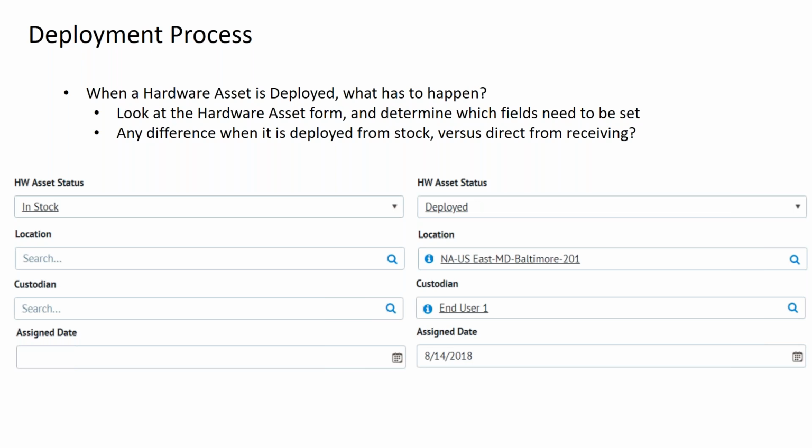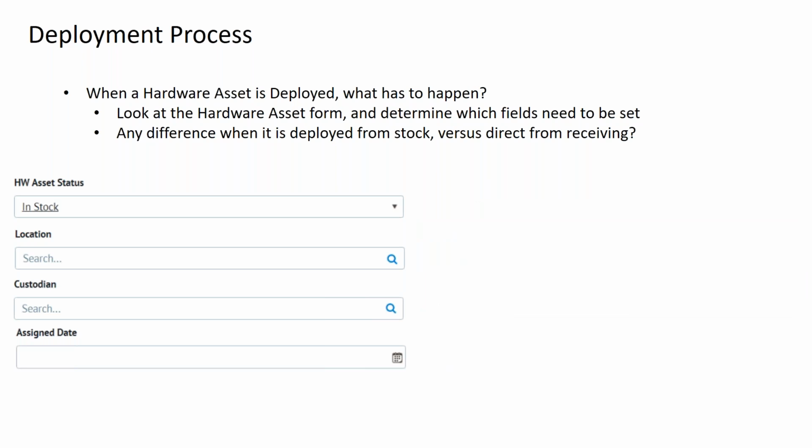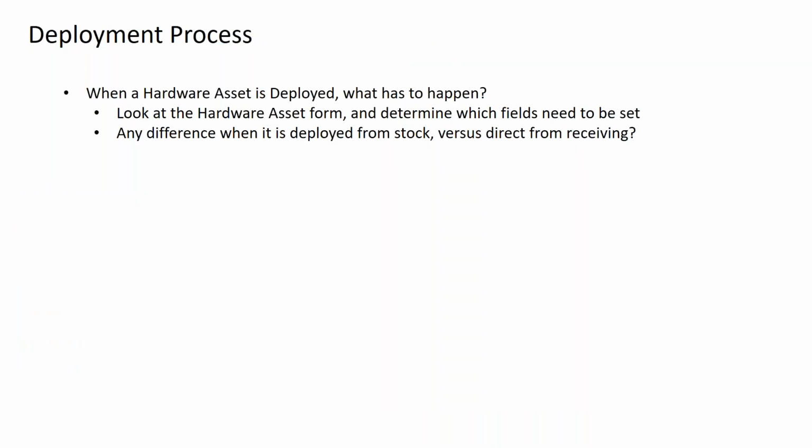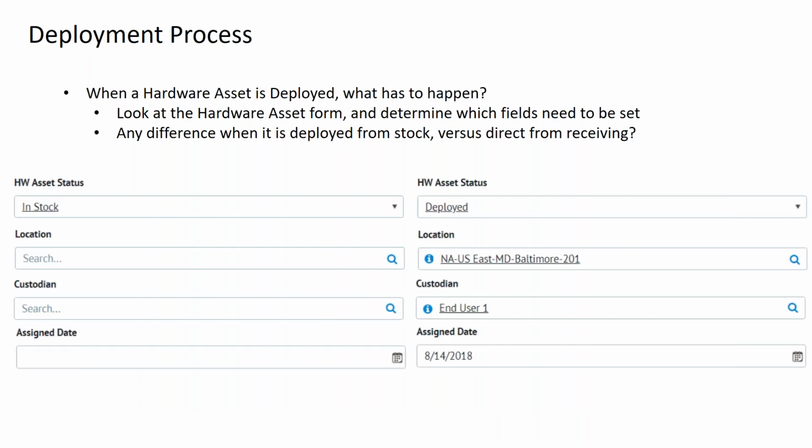So in this case, we set these fields, deployments happen, these are the fields we need, and we've put that on paper, and our deployment process has essentially now been recorded. So we need to look at pretty much every single one of these items and make sure that we identify the fields that we need when items go into that state. And also the other point I have on here is, are there any differences when a machine goes from stock to deployed versus from received to deployed?